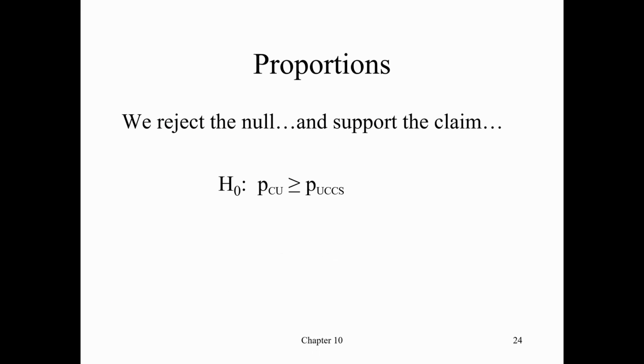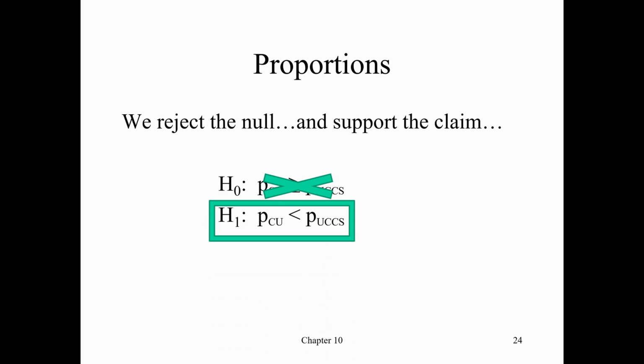So since the p-value is close to 0, it's less than alpha. In fact, it's less than any common alpha we would have. So we reject the null and support the claim that CU does have a lower acceptance rate than UCCS. So they are more selective. Okay, I think it's helpful to actually write out your hypotheses, and that way, once you can either reject or not reject, you can cross one off and circle the other, and then it's a little easier to make the interpretation.